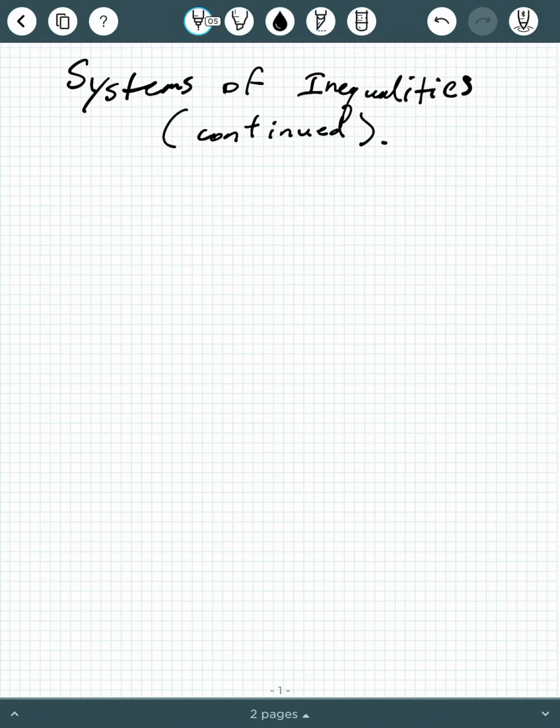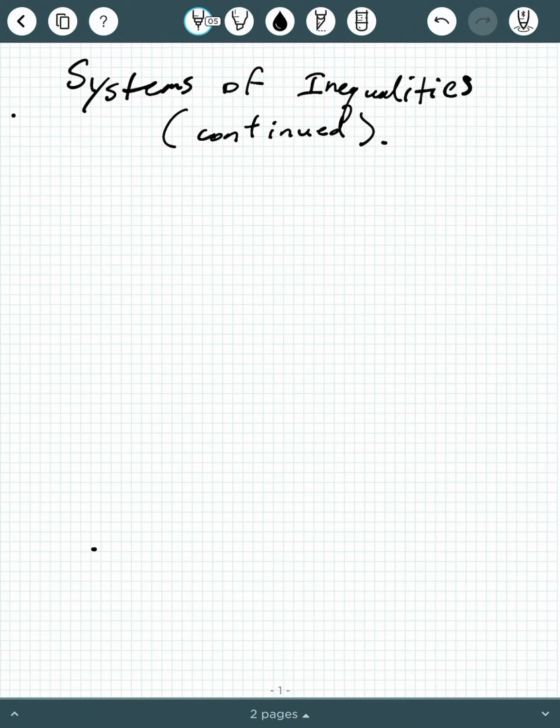This time we're looking at systems of inequalities. It says continued on the notes because this picks up from the Edpuzzle video that you watched yesterday, and it's going to explore what happens when we take two different inequalities that each have two variables, so we can put them on the coordinate plane, and we graph them together.